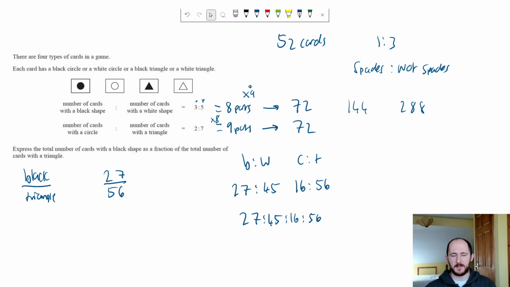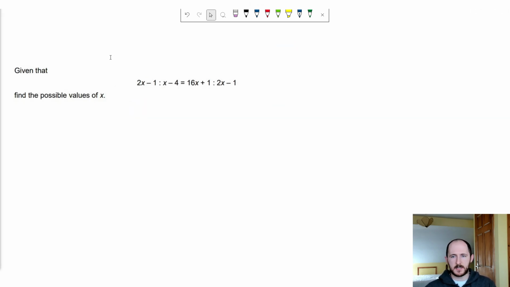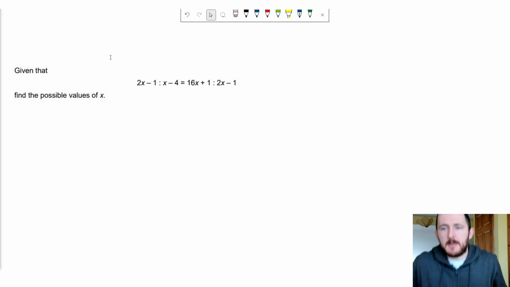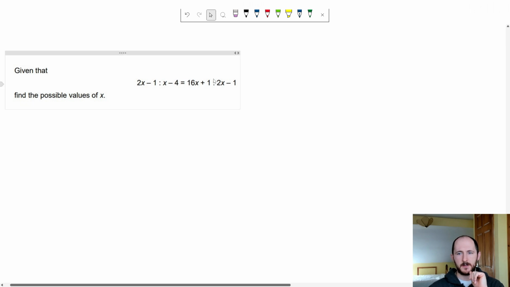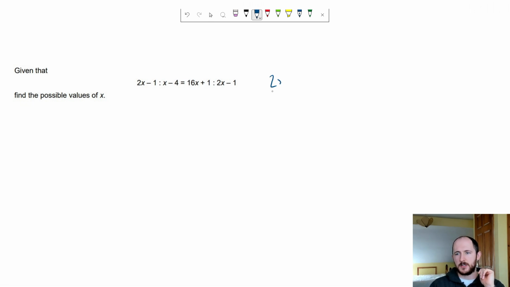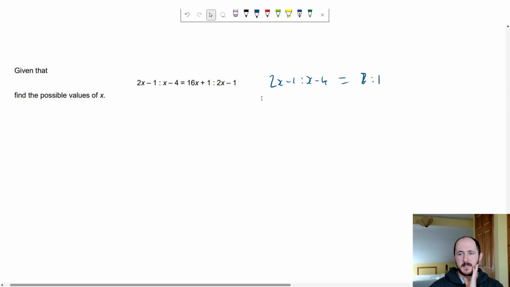Pretty good. And again, I'm just using the fact of ratios, right? I'm just using the proportion fact. That's all I'm doing. The last thing I see very commonly in problem-solving questions with ratios is when you have algebra. And the only way they can do this is if they tell you what it's equal to. So sometimes they'll say 2x minus 1, x minus 4 equals 2 to 1 or something like that. But sometimes they give you another set of algebra.